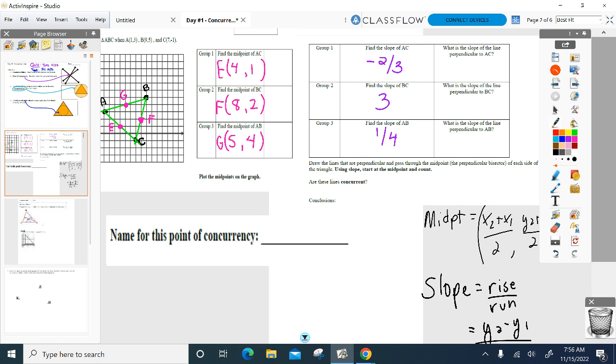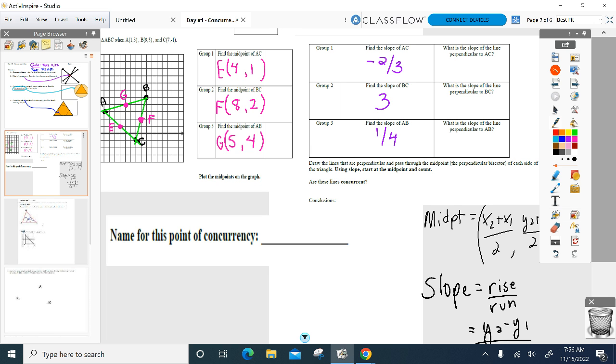We're going to graph a line for each side that's perpendicular to each side. So let's start with AC. I want to draw in a line that goes through point E, but is also perpendicular to AC. Graphing a line that goes through E and perpendicular to AC.